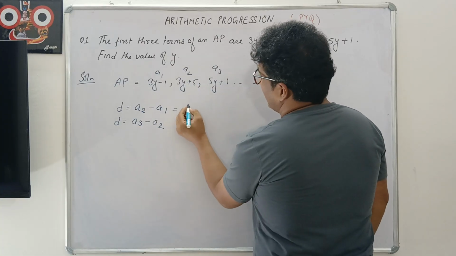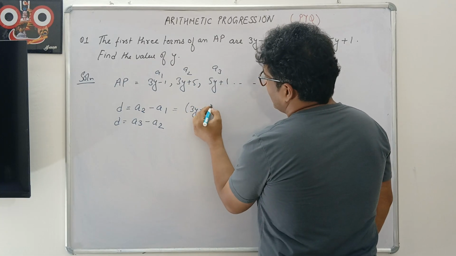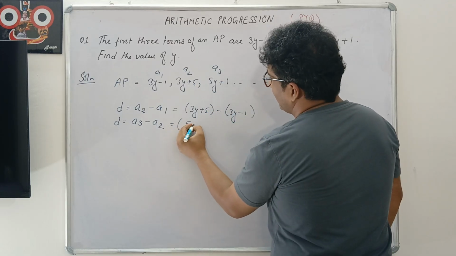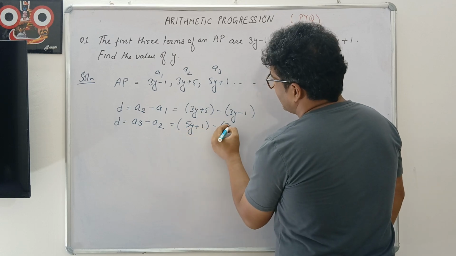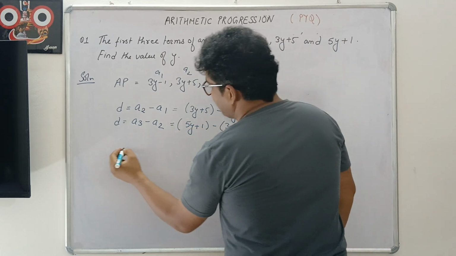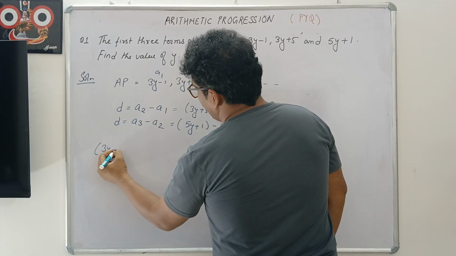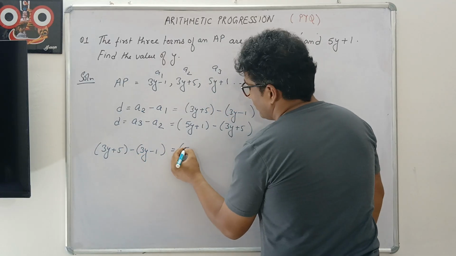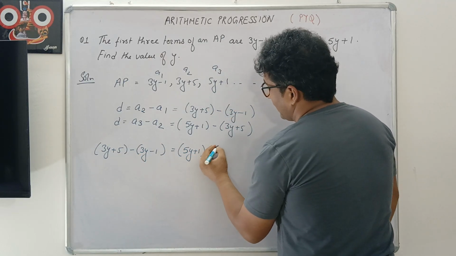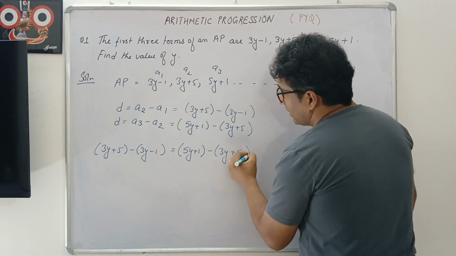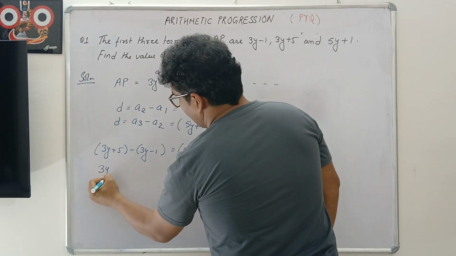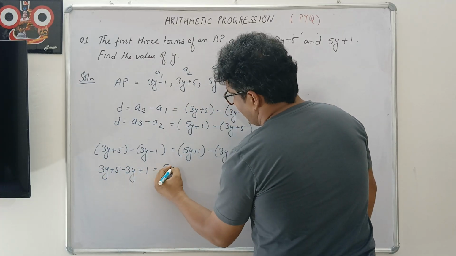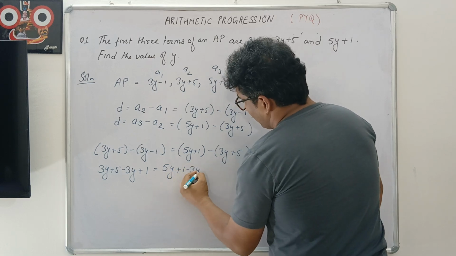So A2 minus A1 is 3y plus 5 minus 3y minus 1, and A3 minus A2 is 5y plus 1 minus 3y plus 5. Okay, so equate both: 3y plus 5 minus 3y minus 1 equals 5y plus 1 minus 3y plus 5. Now open it: 3y plus 5 minus 3y plus 1 equals 5y plus 1 minus 3y minus 5.